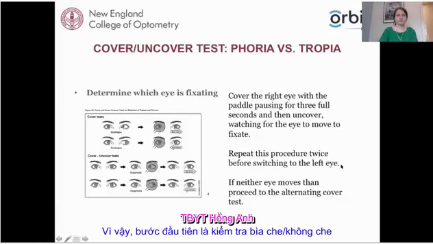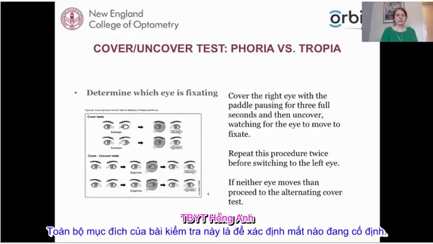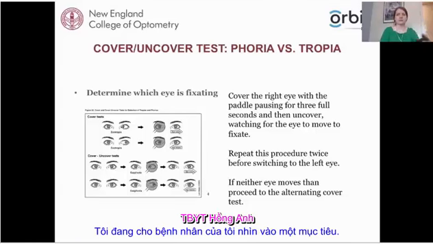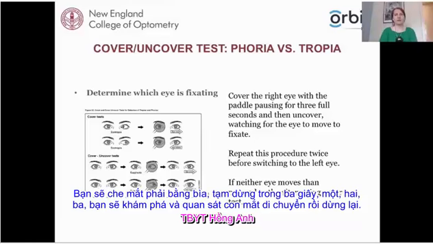So first step is the cover-uncover test. The whole purpose of this test is to determine which eye is fixating. So how do we perform this test? I'm having my patient look at the target. I'm going to pretend I'm looking at a target in the distance.